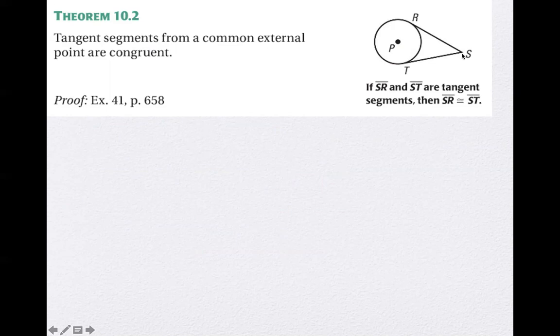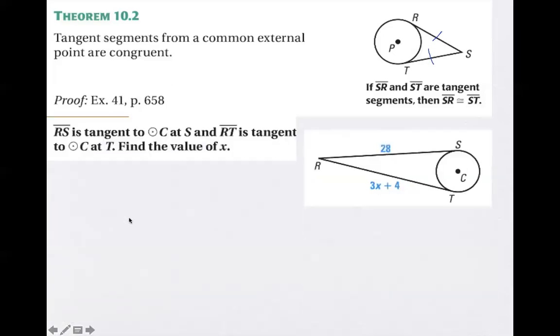Okay, so we're calling them common external. So S is a common external point. Okay, so what we know about this is these segments are congruent. If you have two tangents coming in, a tangent coming in from the top of the circle and a tangent coming in from anywhere else on the circle, whatever segments get created, those will always be congruent. So that's not so bad.